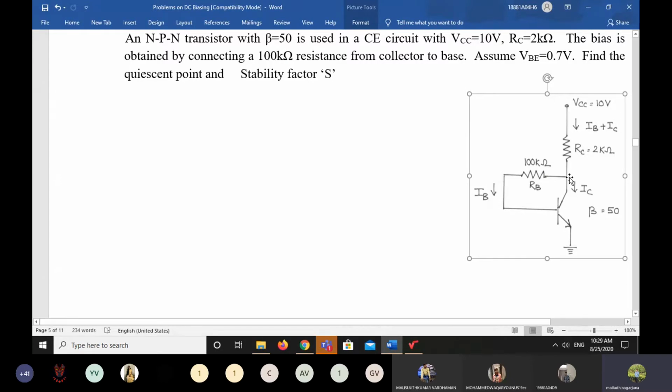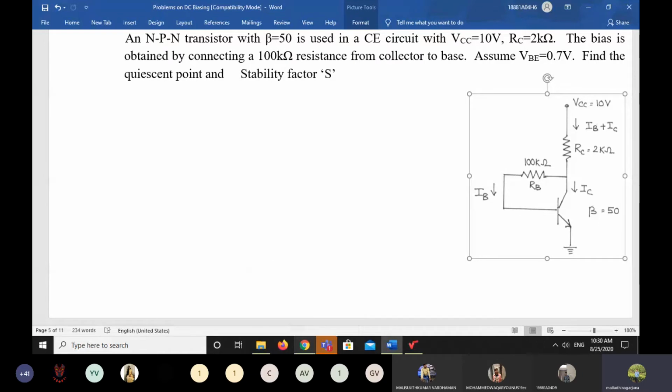From this node, IB and IC are leaving. Then what will be the entering current? The sum of the two leaving currents, that is IB plus IC. So the IB plus IC current is passing through the RC resistor. From this VCC, we apply KVL to the base circuit. The current flows to the RB resistor, then to the VBE, then to the ground.